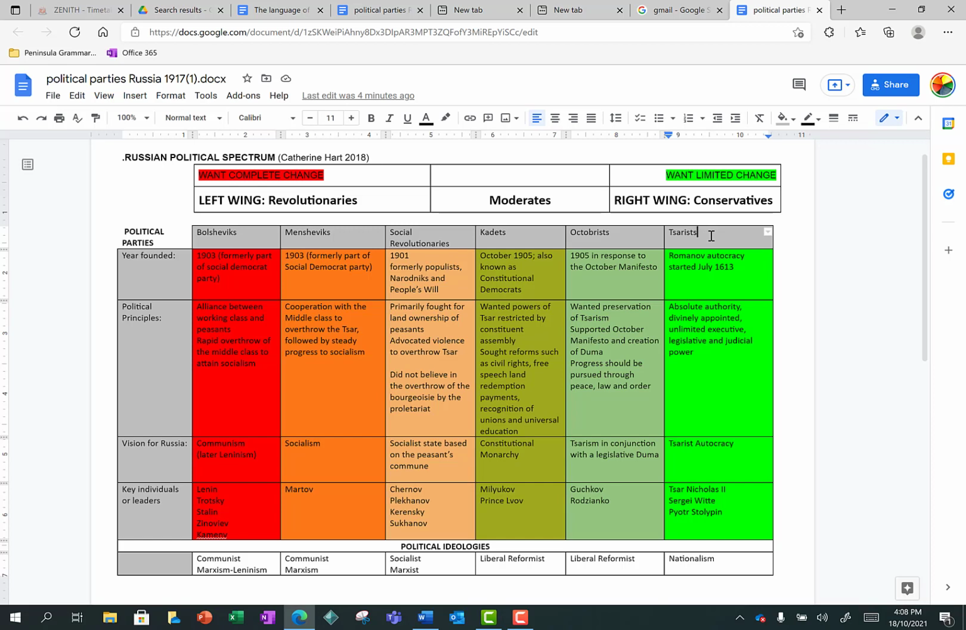So when I use this spectra, I say the political opposition for the February Revolution came from within the Duma. It came from these really moderate groups. So that's why people say the Duma was a training ground for revolutionaries. Okay, so this is a really interesting point.